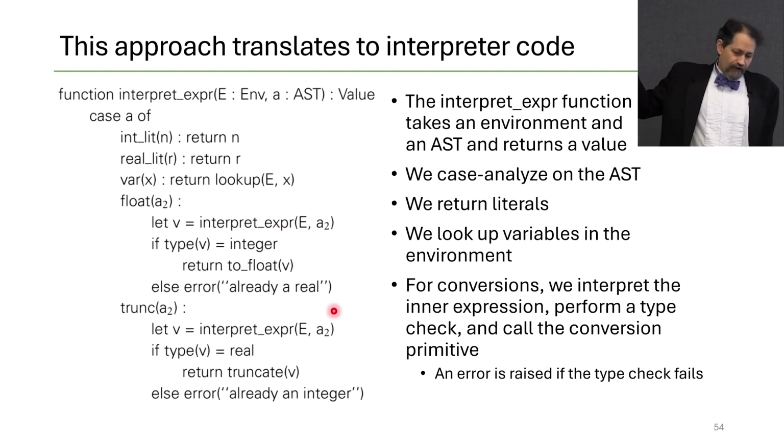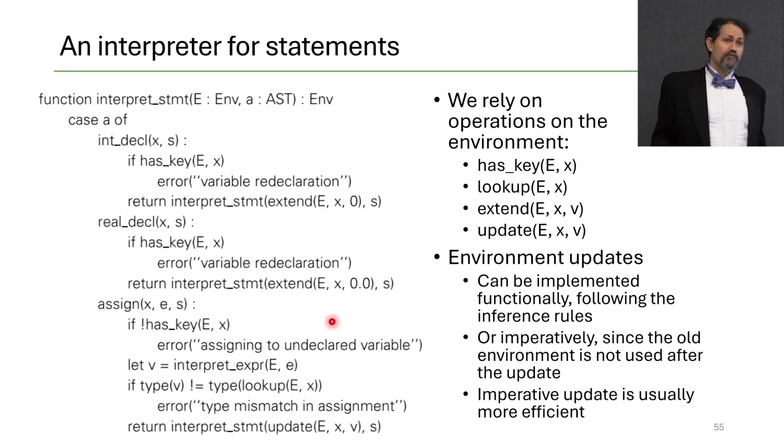In this case, we can't apply float to something that's already a real, and so we'll raise an error that says this is already a real. And the code for truncate is similar to the code for float. We can also write an interpreter for statements. Here, instead of returning a value, we're going to return an environment.